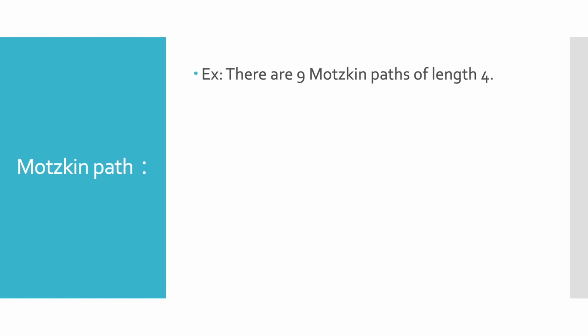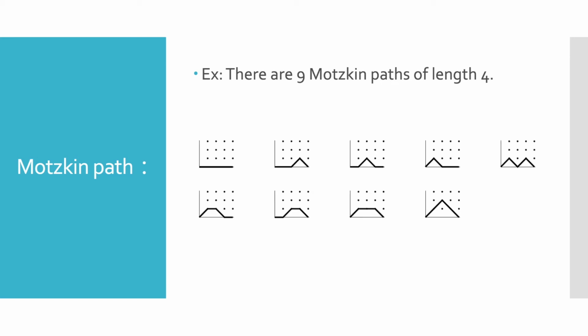This is another example. There are 9 mosaic paths of length 4. Those 9 pictures are the different situations of mosaic paths of length 4.